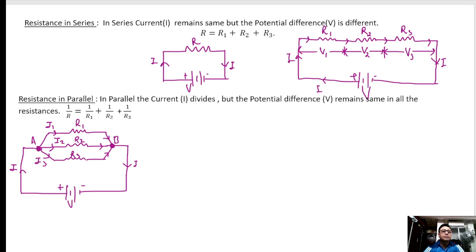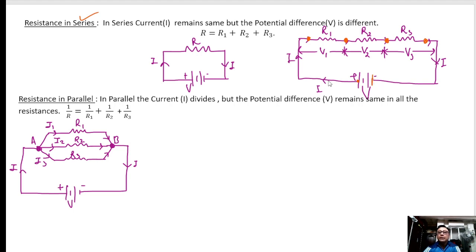So let's watch this part. If resistances are taken in series, see, this is the connection of series. That means one resistance at a time. This resistance is connected to this resistance, connected to this resistance, and connected to the battery. The first resistance is connected to the battery's positive, and the last resistance, this end, is connected to the battery's negative terminal.